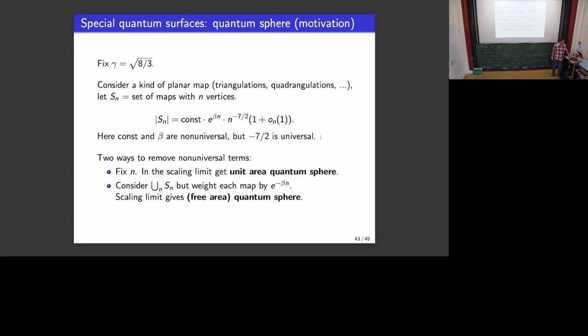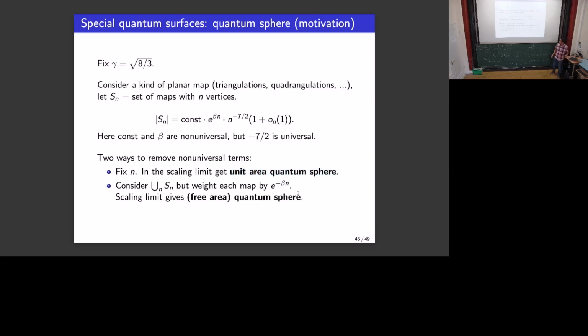Okay, so when we define a random surface, we want to strip away the non-universal terms. How do we do this? The first way is we can just fix n. Then all of these things don't matter anymore. That just gives us a probability measure on the set of n-face planar maps. You take a limit, and then you get a probability measure on Liouville quantum gravity surfaces called the unit area quantum sphere.